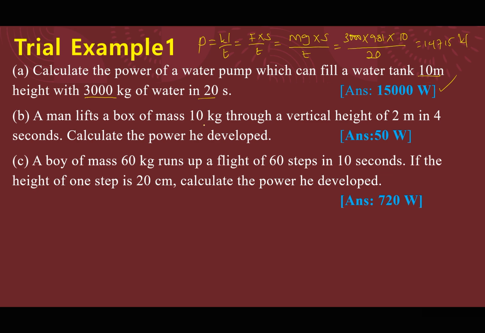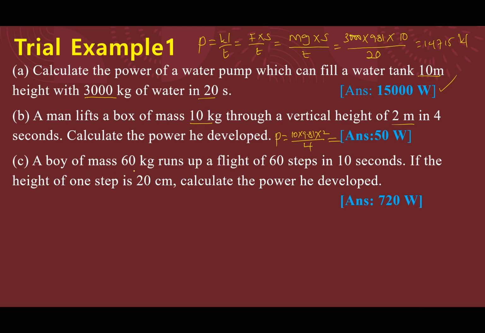A man lifts a box of 10 kilograms through a vertical distance of 2 meters in 4 seconds. Calculate the power he developed. So here I will just quote from somewhere there. And I will say power is going to be the force, which is mg, 10 times 9.81 times the distance, which is 2 meters, divided by the time, which is 4 seconds. And I think that answer is correct.